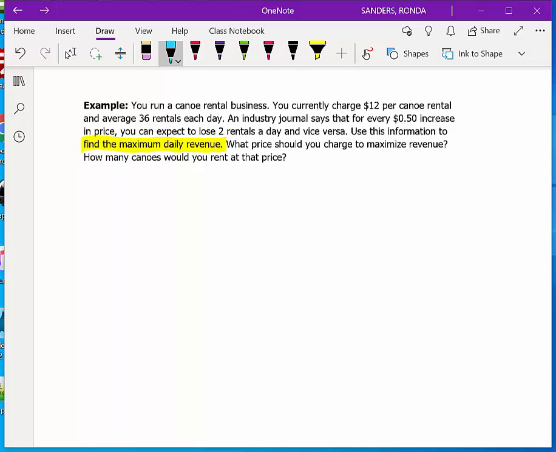We know that revenue is price times quantity. So we're going to think about what's happening with the price and the quantity and explore what that means for the revenue. The problem says we currently charge $12 per canoe and we average 36 canoe rentals a day. If we wanted to find revenue, we would multiply 12 times 36.